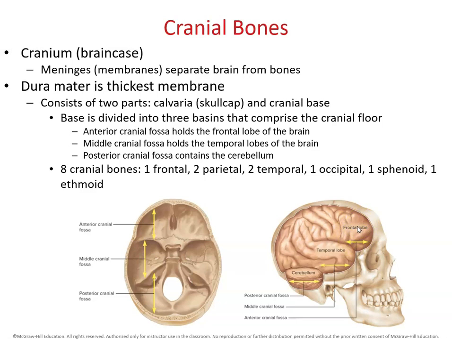This portion of the skull is made up of 8 bones. We have 1 frontal bone, 2 parietal, 2 temporal, 1 occipital, 1 sphenoid, and 1 ethmoid. And we're going to talk about those bones one by one.